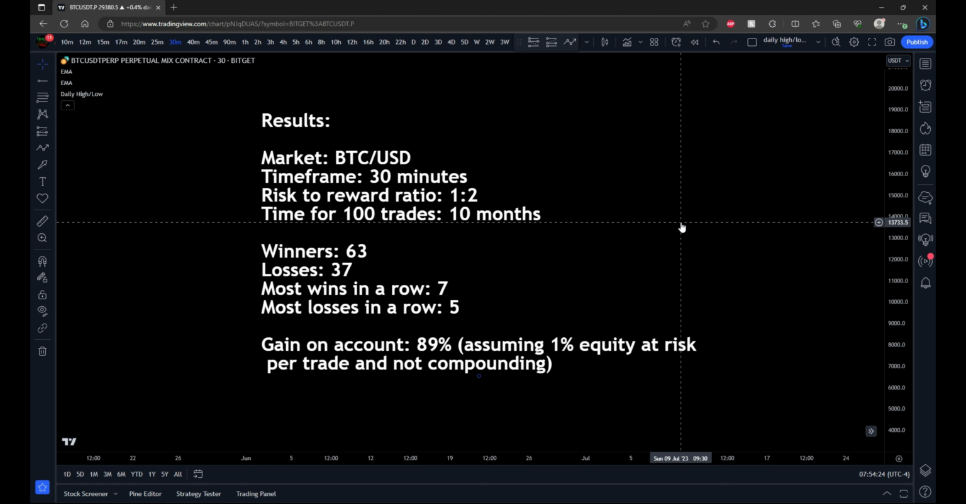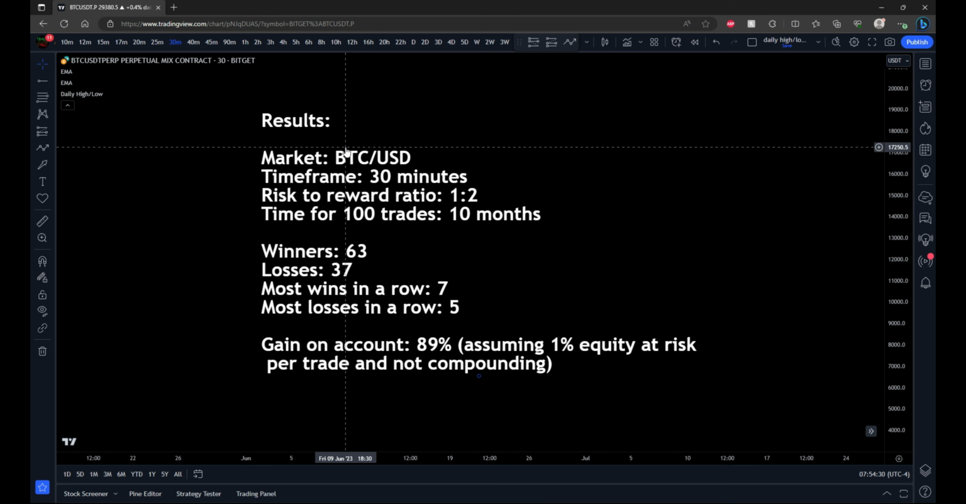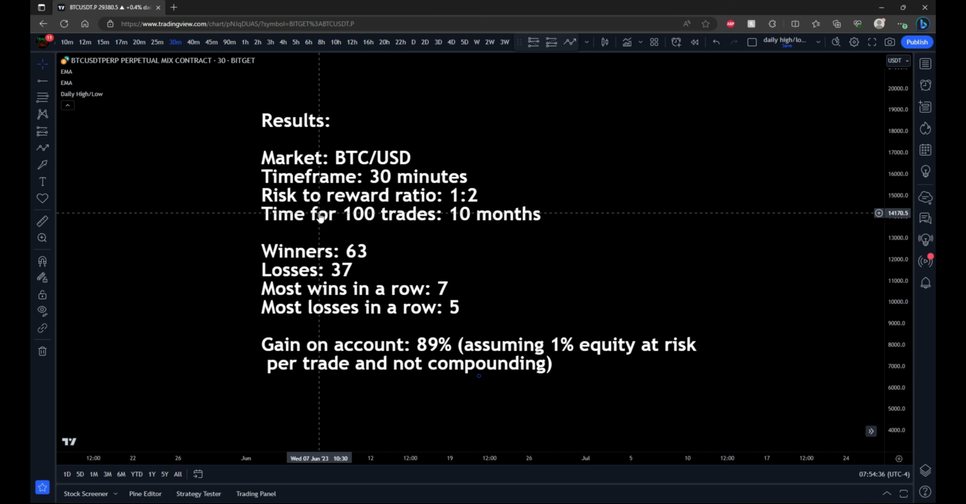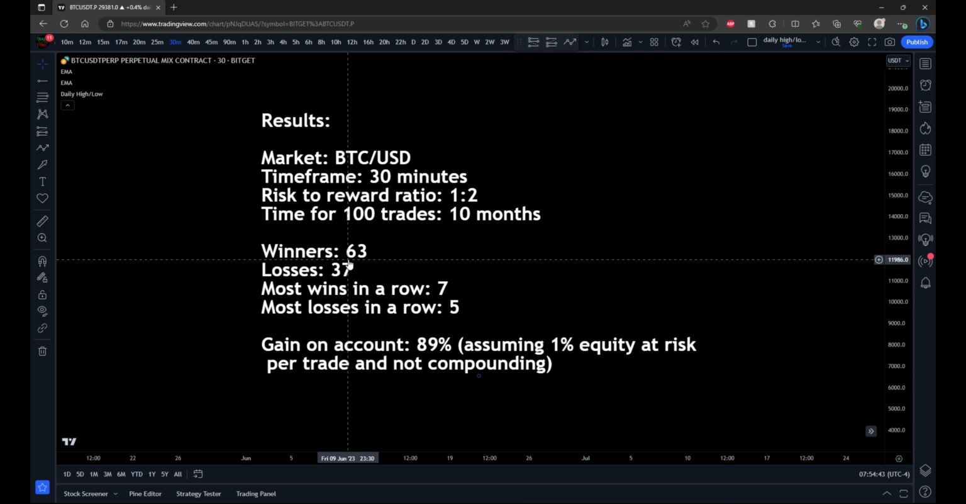All right, results are in after the 100 back tested trades, so let's cover it. This one was tested on Bitcoin against the US dollar on a 30-minute time frame using a 1 to 2 risk to reward ratio. For the 100 back tests, it took 10 months of price data. Out of those 100, 63 were winners or exploitable setups that you could definitely have at least a 1 to 2 risk to reward ratio on.